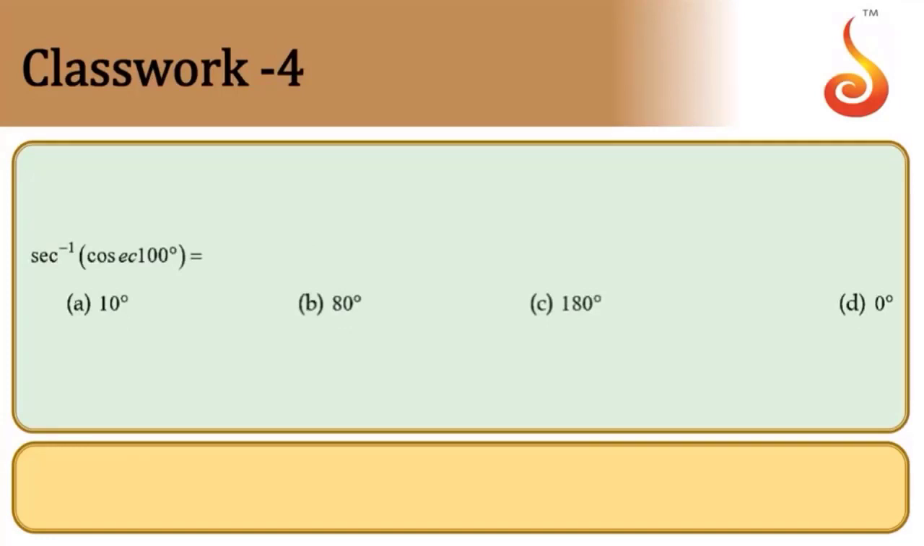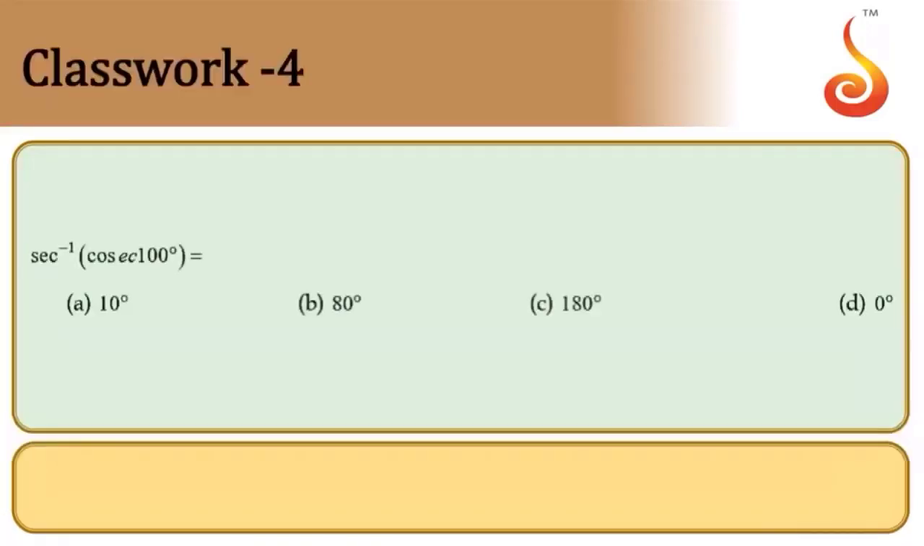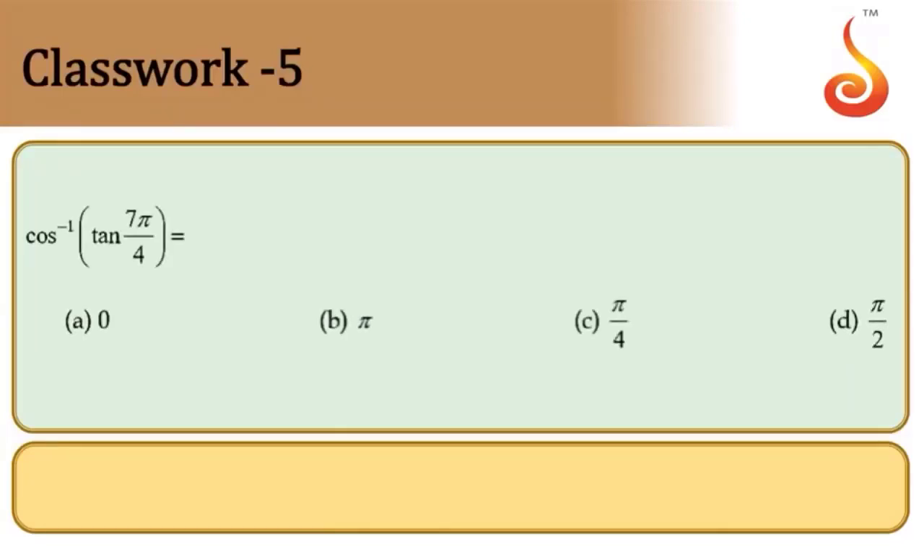Let's consider the fourth one. We know secant inverse x in terms of cosecant inverse can be written as pi by 2 minus cosecant inverse of cosecant 100. But cosecant 100 can be written as cosecant of 180 degrees minus 80 degrees. So cosecant of 180 minus 80 is nothing but cosecant 80. Pi by 2, which is 90 degrees, minus 80 degrees equals 10 degrees. The answer is A. So the answer for the problem is A.